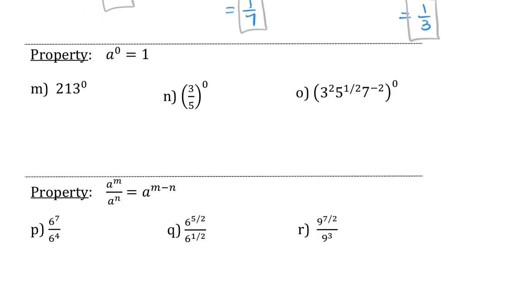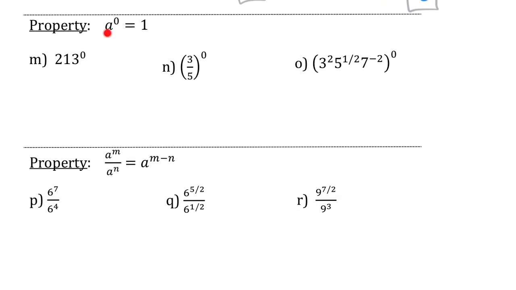Okay, let's look at the next property. The next property is if I do something to the 0, I get 1. And this is only true when a is greater than or less than 0. It just can't be 0. Okay, so what does this tell me? It says if I do 213 to the 0, what do I get? 1.